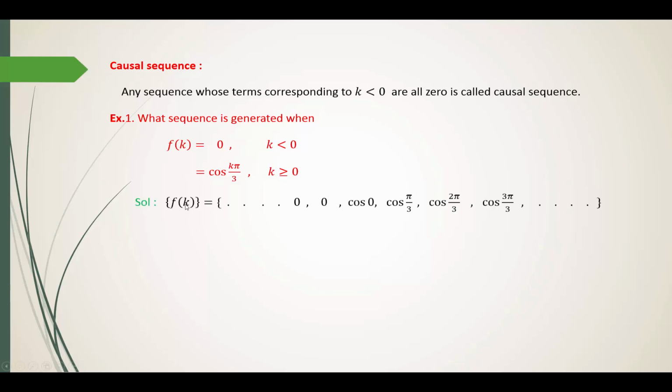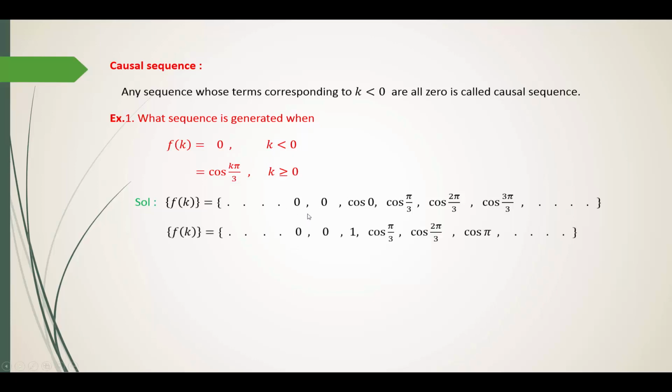Therefore, the sequence f of k: when k equals 0, we get cos 0. When k is 1, we get cos pi by 3. When k is 2, cos 2 pi by 3. When k is 3, cos 3 pi by 3. And when k is less than 0, that is k equal to minus 1, 0; k equal to minus 2, 0; k equal to minus 3, 0, and in this way.